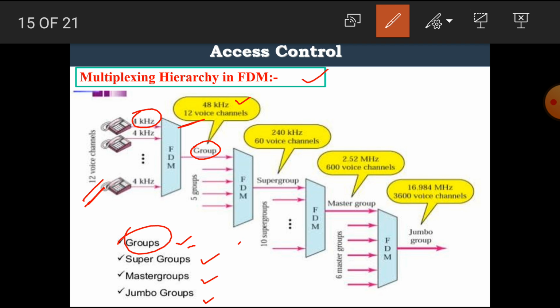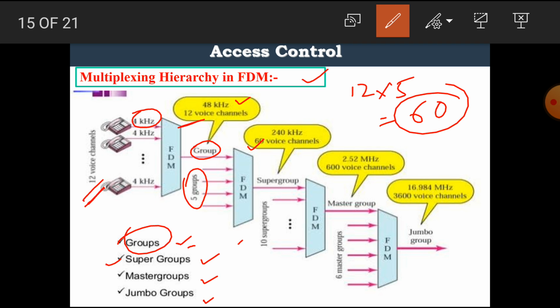Now level 2 is the super groups. The super groups are made up of 5 basic groups, but a group consists of 12 voice channels, hence it consists of 5 basic groups. That means there are a total of 60 voice channels and the frequency becomes 240 kHz.